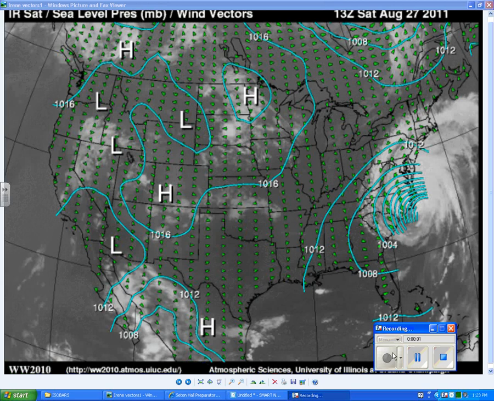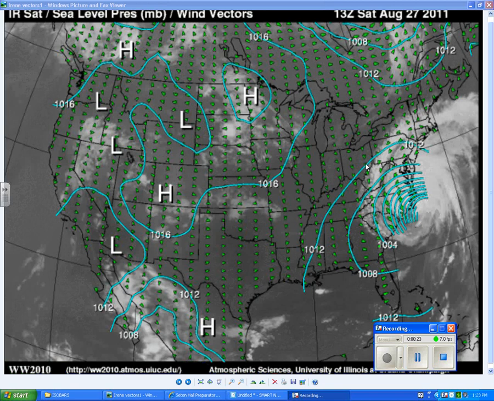So now we're going to start making isobars and realizing how they're relevant for meteorologists. In this case, you can see here, this is 2011 Hurricane Irene. You can see this counterclockwise flow around this low pressure center. Look at these arrows. You can see that they're all pointing in this counterclockwise direction.